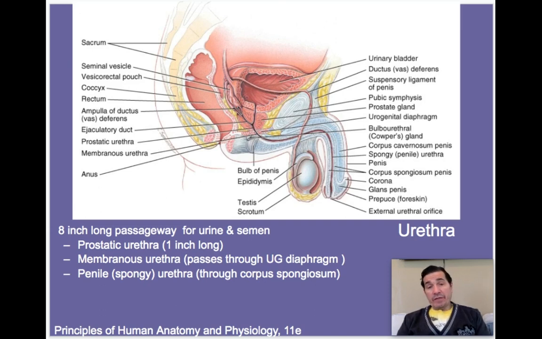Now, this image is very nice because it actually shows you a mid-sagittal cut, so you can actually see a cross section of what's going on. So you can actually see the prostatic urethra right here, the membranous urethra, and then the spongy urethra, which is basically right along here.